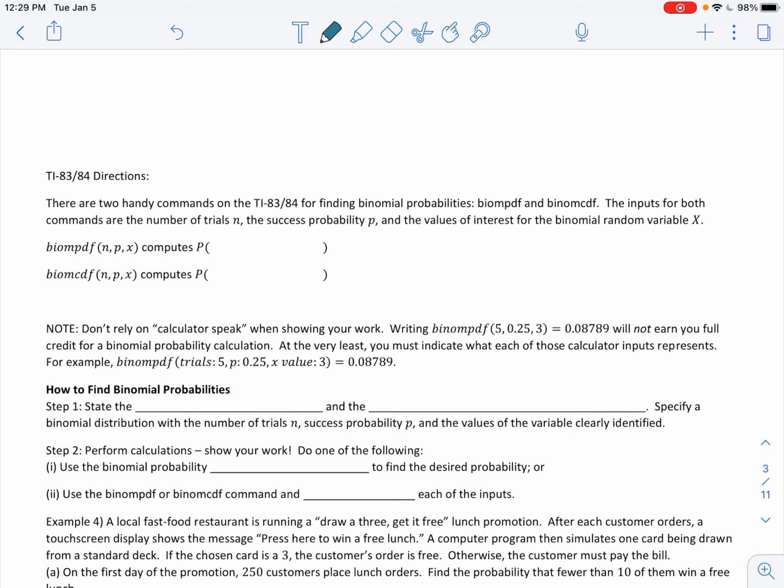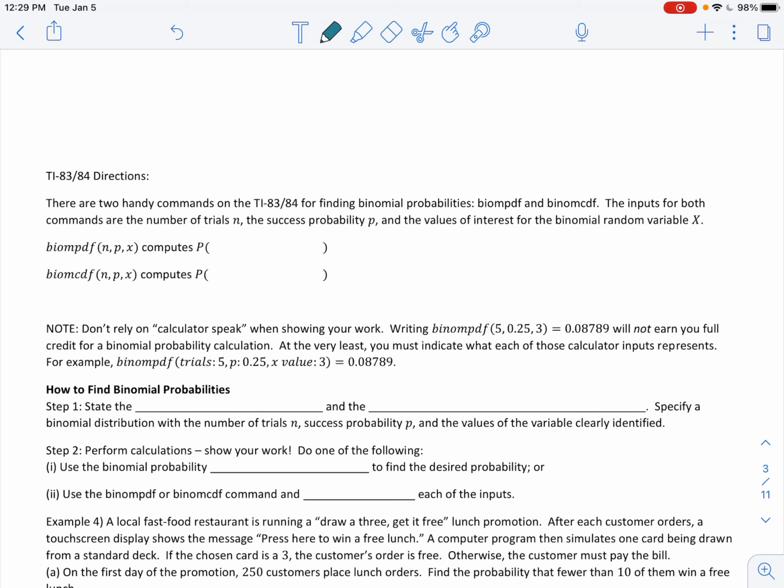So there are two different commands in your calculator. This is both for the 83s, the 84s, and the Inspires. It is also true for the Casios, but I don't have one of those to play with, so again, I'm no help for you, I apologize. But regardless, I'm fairly certain all of these calculators have these two functions just in different locations.